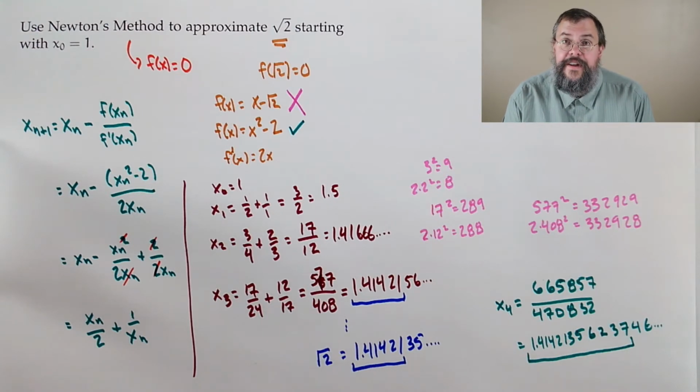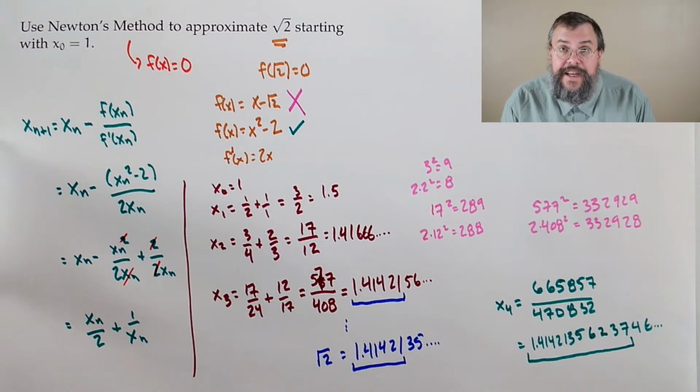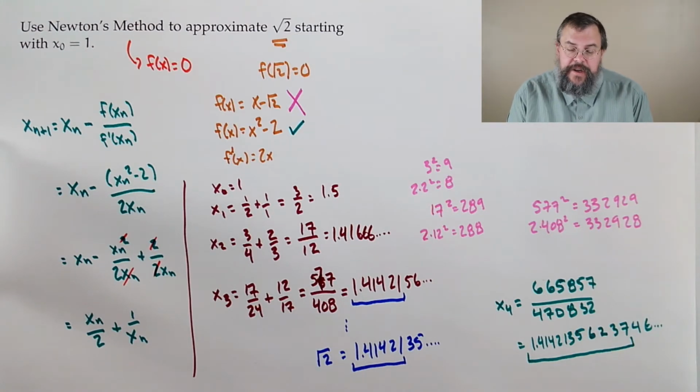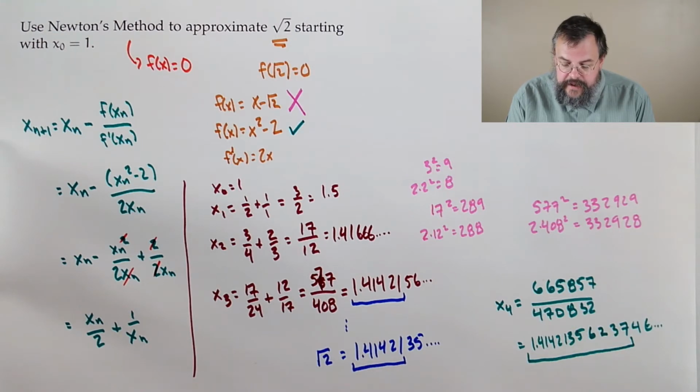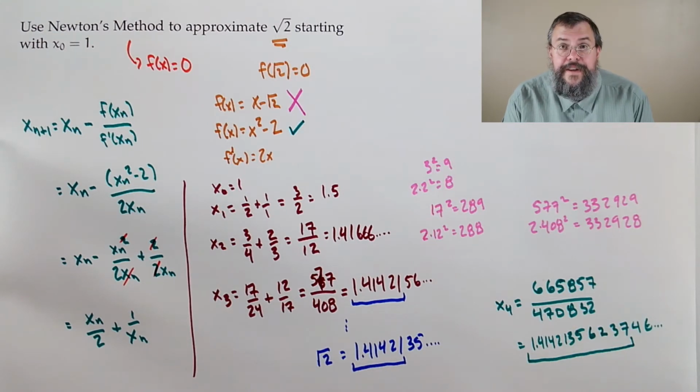Now, you might wonder, wow, this is amazing. When was this discovered? Well, the answer is a long, long, long time ago. This predates Newton by a couple thousand years. People have been really interested in numbers like square root of 2 and trying to find ways to compute it. And so, yeah, this goes back to the Babylonians. They were able to do computations like this.